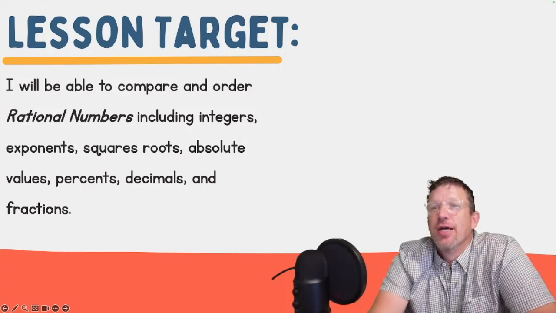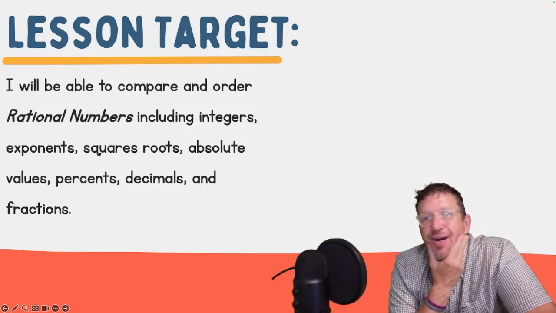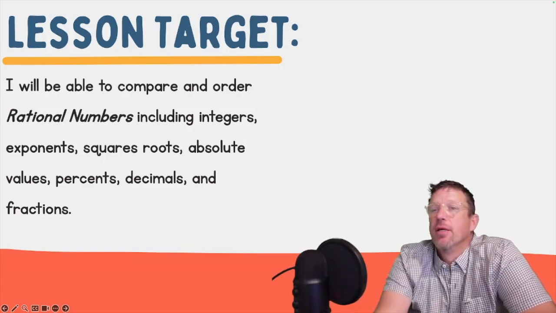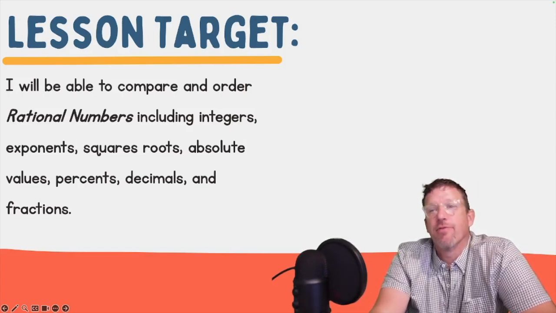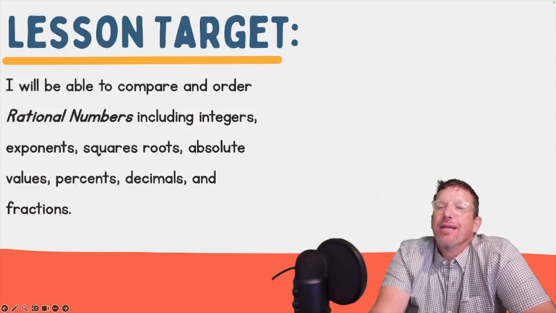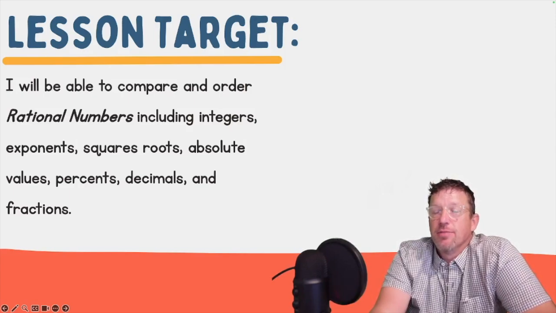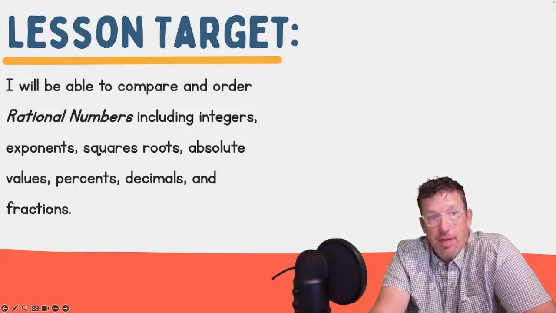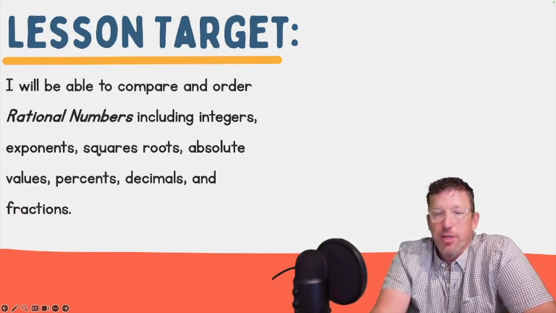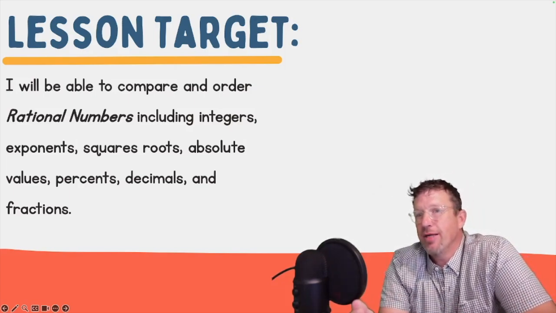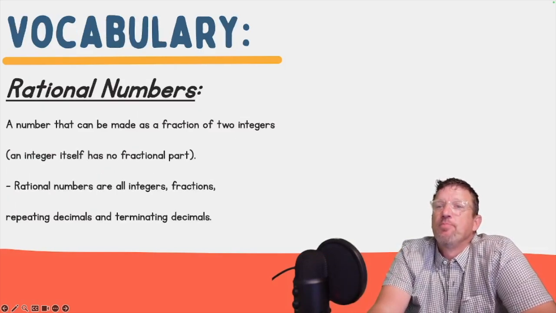All right, let's get rolling. Today what we're going to be able to do is compare and order rational numbers, including integers, exponents, square roots, absolute value, percents, decimals, and fractions. That's the goal. Can we compare? When we think about comparing, we're talking about which one's bigger, which one's smaller. And when we're talking about ordering, we're ranking them, putting them in order from smallest to greatest or from greatest to smallest.